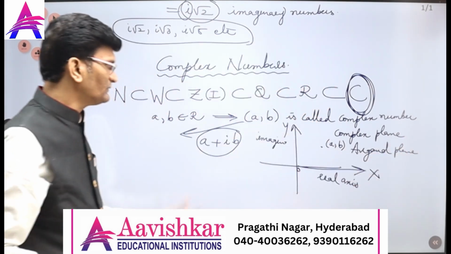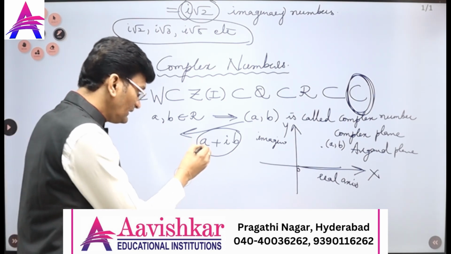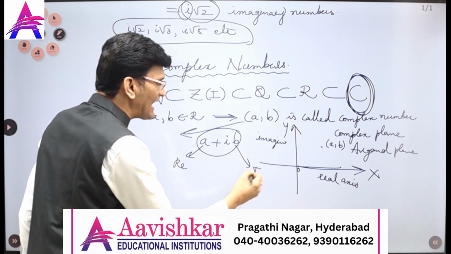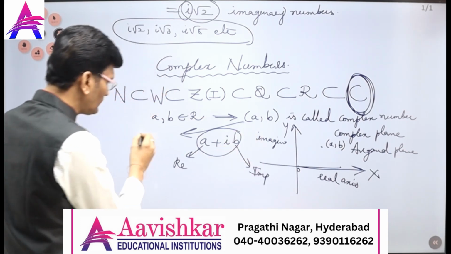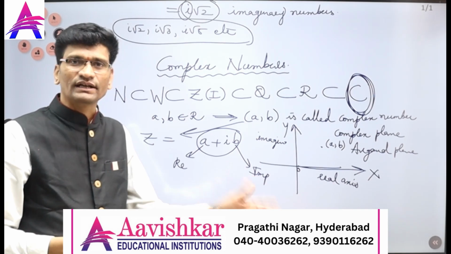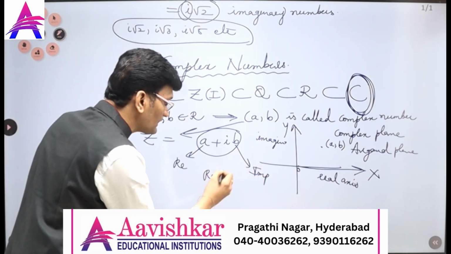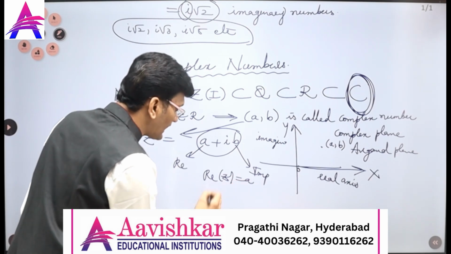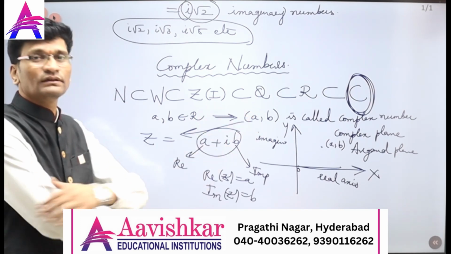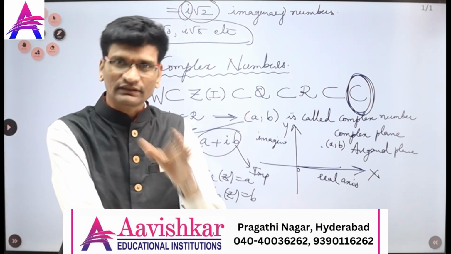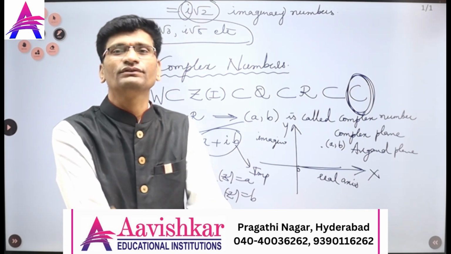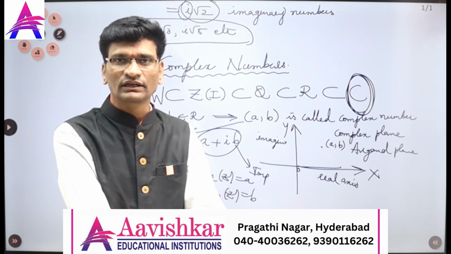Here I would like to say one more important point. In this, a is called the real part and b is called the imaginary part. In general, complex numbers are denoted by z: z1, z2, z3, z4. Therefore, the real part of z is equal to a and the imaginary part of z is equal to b. This is the story of complex numbers, and the set of complex numbers is denoted by capital C. This concept is most useful for the forthcoming chapters also.